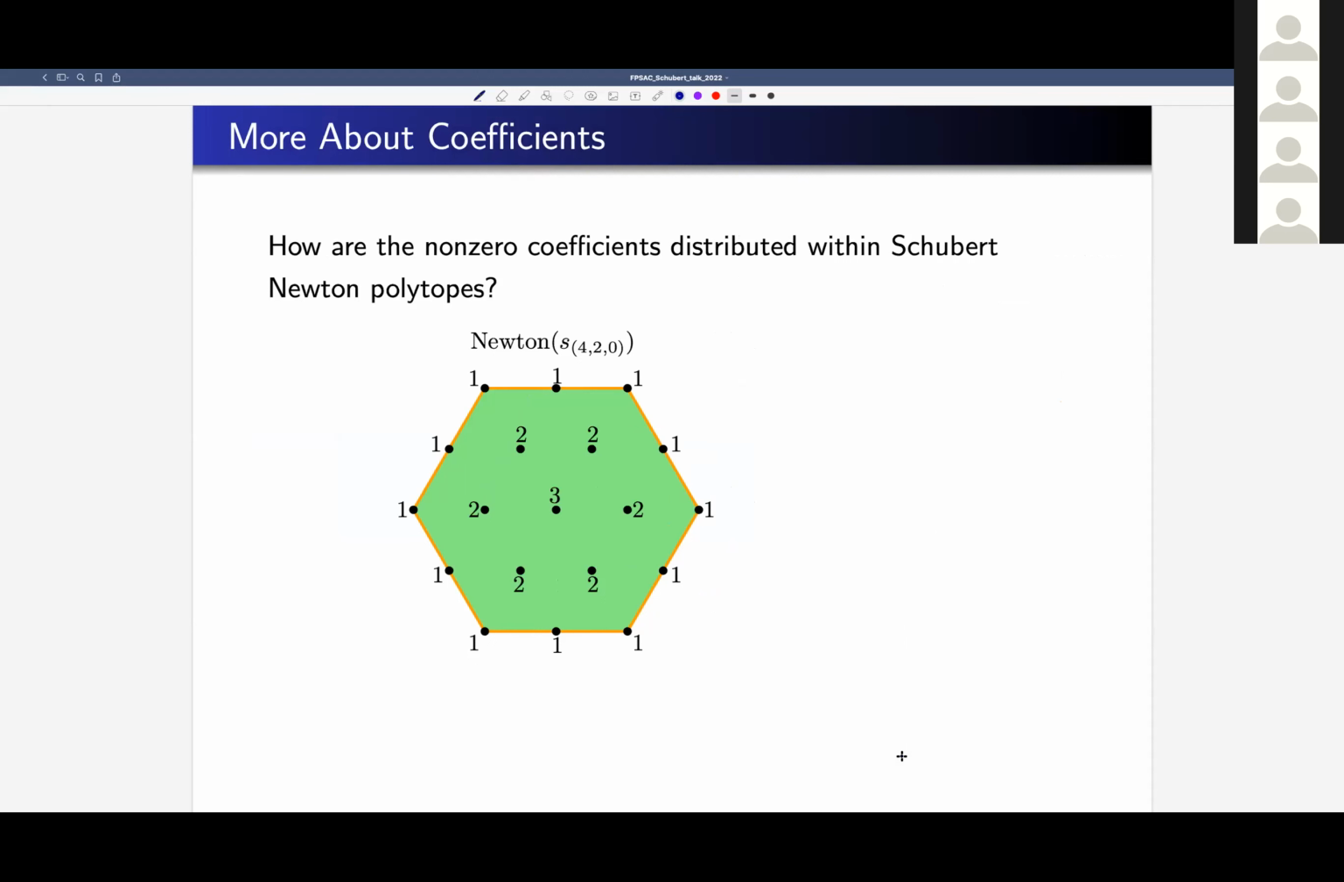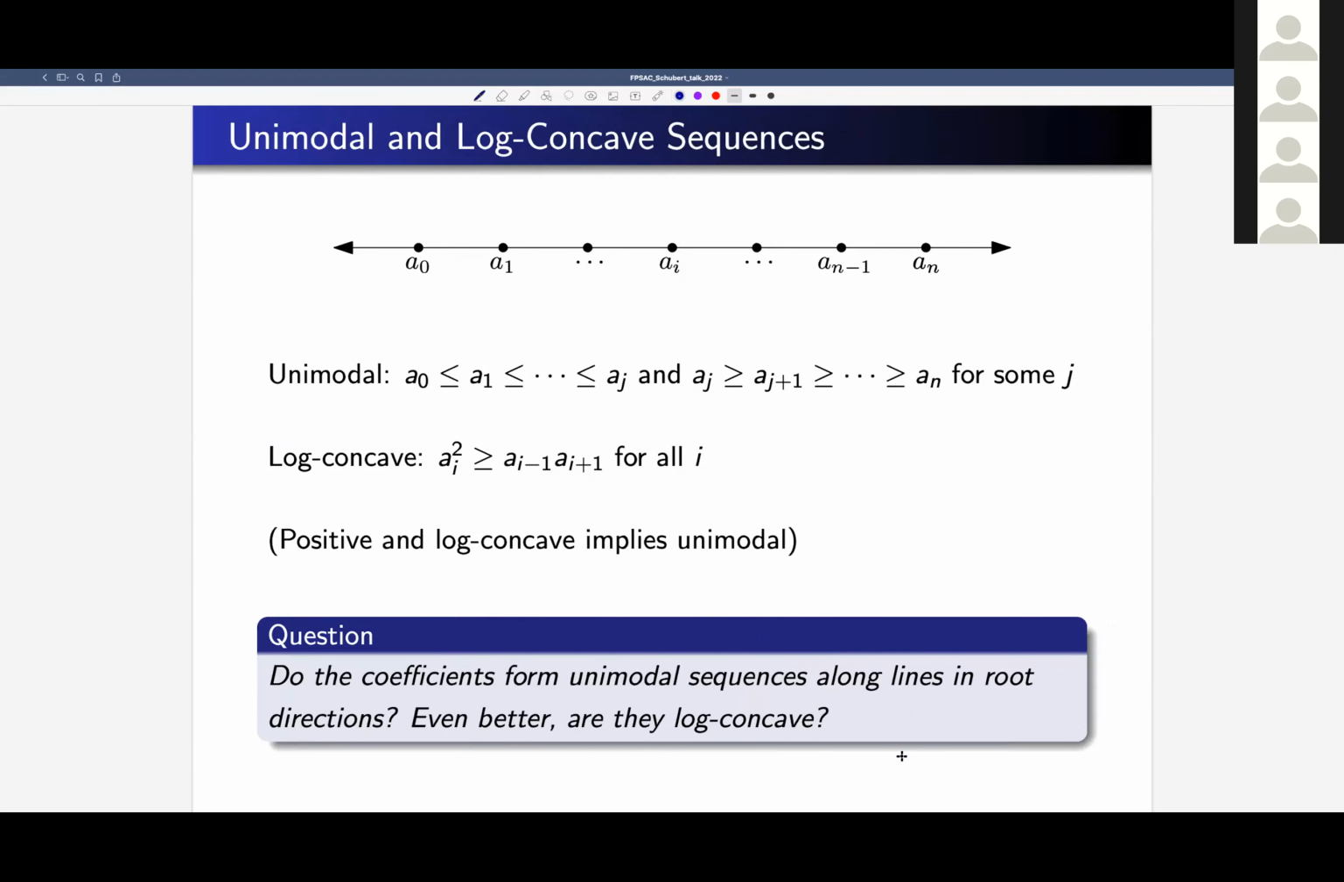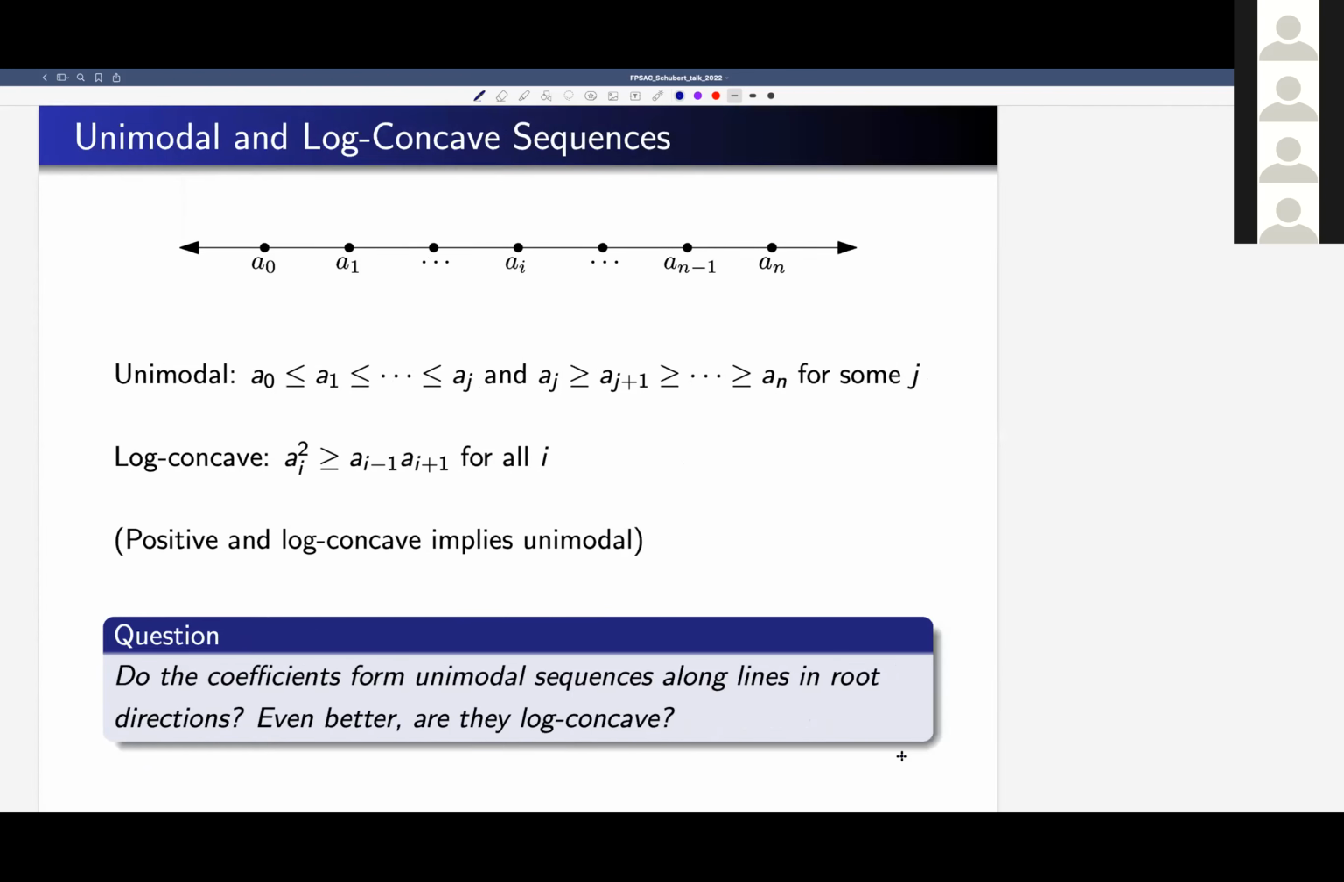And sort of the final question is, how are the coefficients distributed? So we know there's S and P, we know what the Newton polytope is, but how are they distributed? We looked at these unimodal and log concave things at the very beginning. So how are they distributed here?